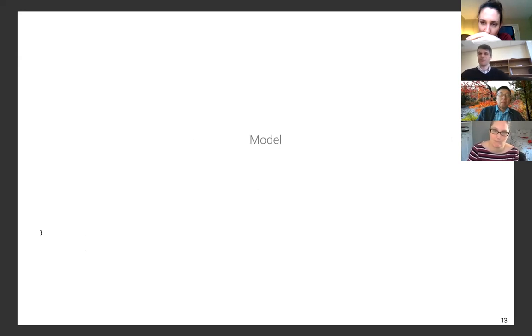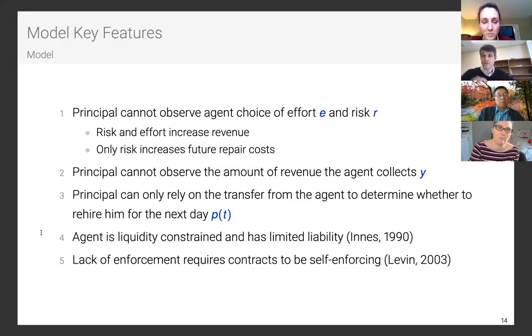Okay, so now that we should broadly understand what's going on, I'll go through the formal math and we'll think about what the status quo model looks like and then how monitoring might affect this. So we build a model here that has five key features that play a role in our prediction. The first step is fairly standard.